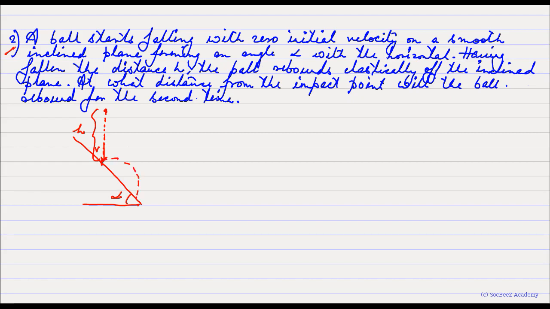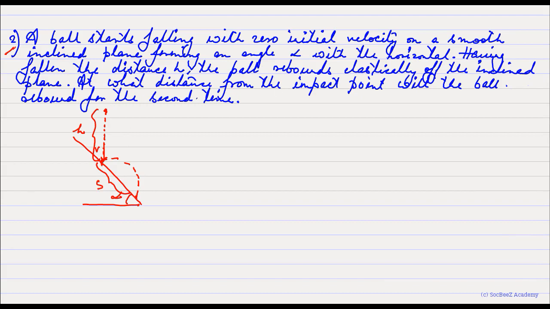So basically I need to find out the distance from the impact point where the ball will rebound for the second time. So this is the point where the ball rebounds for the second time, and this is the point of the first impact. So basically I need to find out the distance between these 2 points, which is basically this distance. Let's say it is s. Fine.